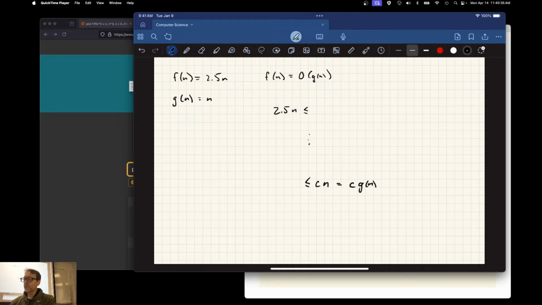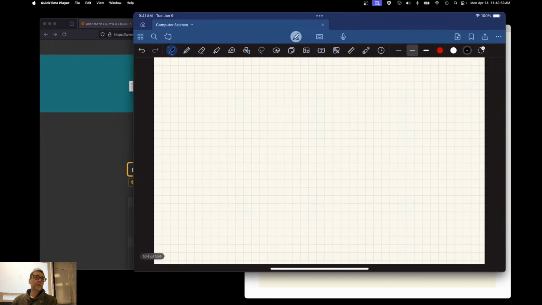This is less than or equal to 2.5 g of n, right? And so for n naught being 0 and c being 2.5, the inequality holds and you're done. Right? It's that simple. But if you have functions that don't involve straight up polynomials like that, what happens?